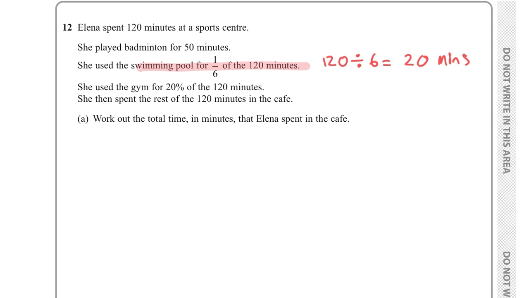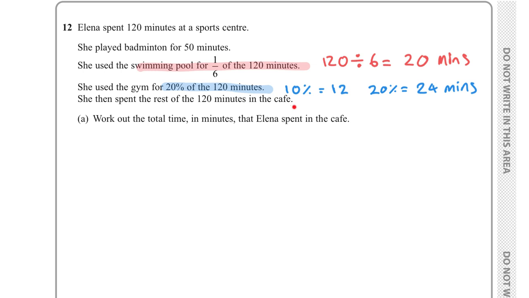Right, and then she used the gym for 20% of the 120 minutes. So, we need to find 20%. Now, 10%: we're dividing it by 10, so that would be 12. So 20%, we're doubling that 12, so it's 24 minutes. Because finding 10% of anything, you just divide it by 10, right? So that's easy to find, 12 minutes. And 20% is 2 lots of 10% added up, or doubling it, essentially.